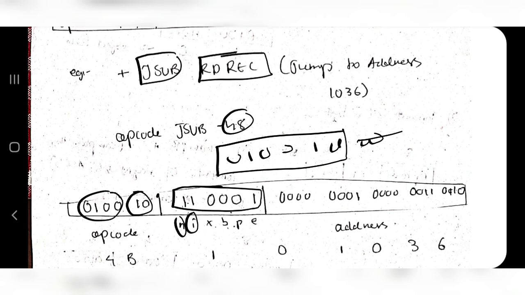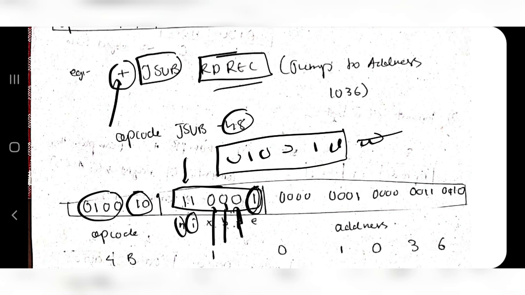By seeing this only you should understand. If it is not indirect and not immediate also, both will be set as 1 or both will be set as 0. That's your choice. Is it indexed? Anywhere you can see an index? No. Is it base relative? No. PC relative? No. Is it fourth format? Yes, it's fourth format because plus is here, so E will be made as 1.